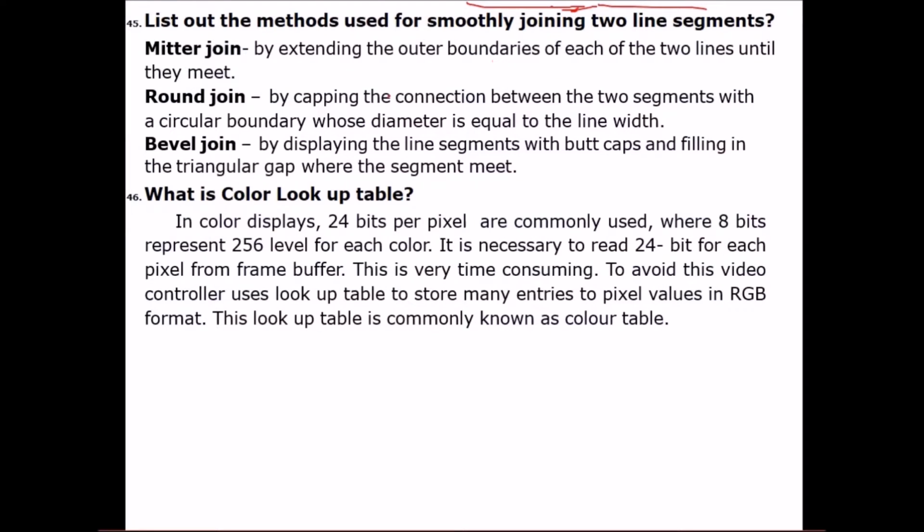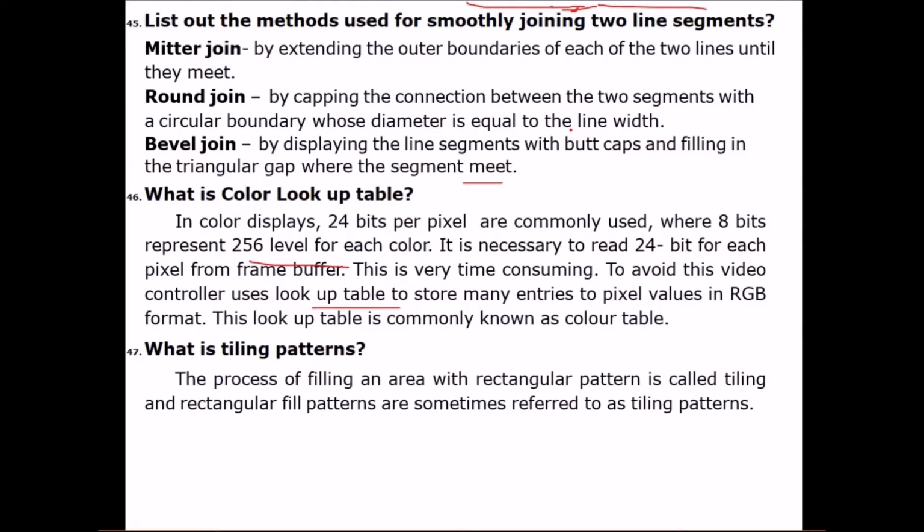Now, what is a color lookup table? In color displays, 24 bits per pixel are commonly used, meaning 8 bits, which represent 256 levels, for each color. So 8 for each of RGB, 8 times 3 is 24. So it is necessary to read 24 bits for each pixel from the frame buffer. Now this is very time consuming. To avoid this, the video controller uses a lookup table to store many entries of pixel values in RGB format. This lookup table is commonly known as a color table.